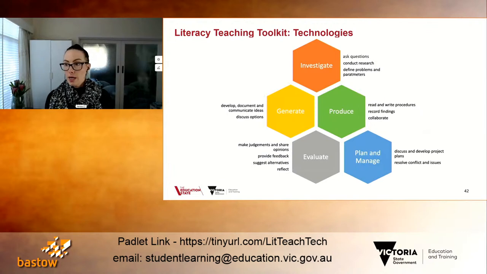Now, a lot of what happens in design and technologies follows the design thinking process. So I've just pulled this diagram from the Literacy Teaching Toolkit. These are the five stages of the design thinking approach. And next to them, you can see the literate demands. So in the investigating stage, we're looking at asking questions, conducting research, defining problems.